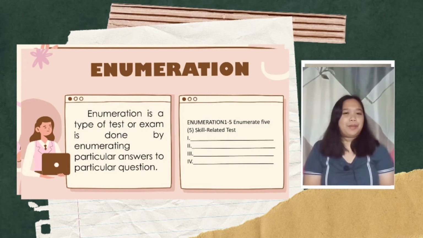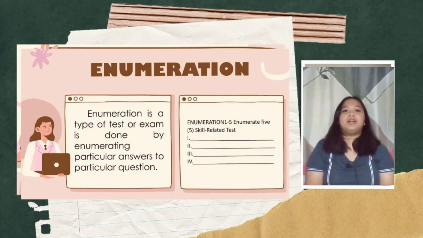The next type of paper and pencil test is enumeration. It is a type of test or exam done by enumerating particular answers to particular questions. So it is not necessarily in order. For example, given skill-related tests, we have agility, speed, power, reaction time, coordination, and balance.